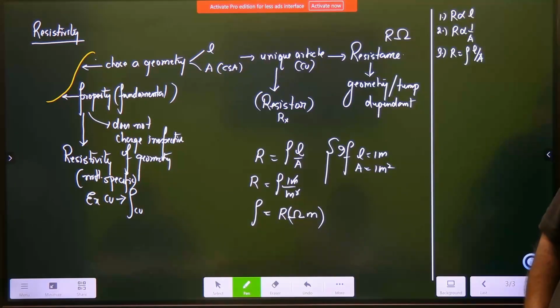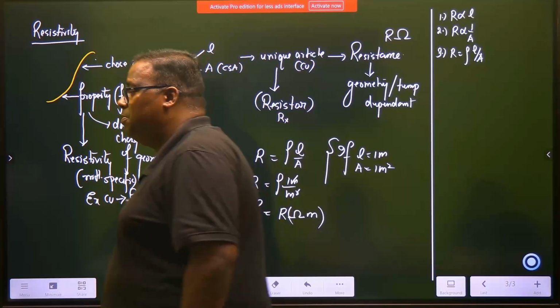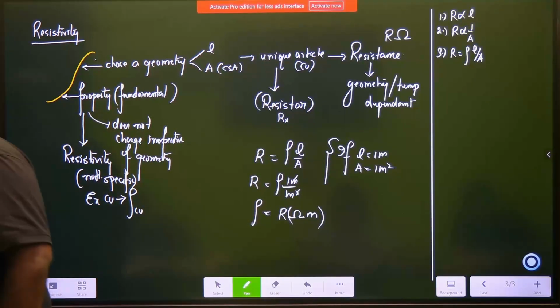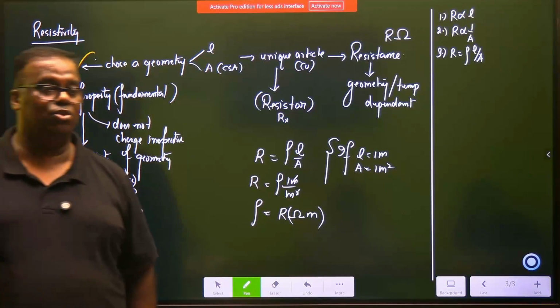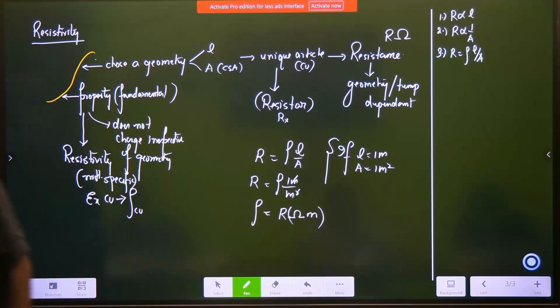Sometimes I say that copper is the best conductor of electricity. What makes me make that statement? That is because by birth, copper in DNA is a good conductor. So copper's resistivity is low. Now you want to make wires out of copper? You're most welcome.